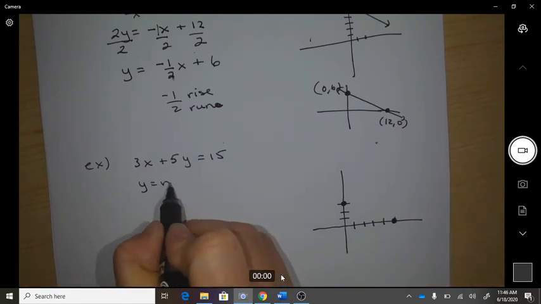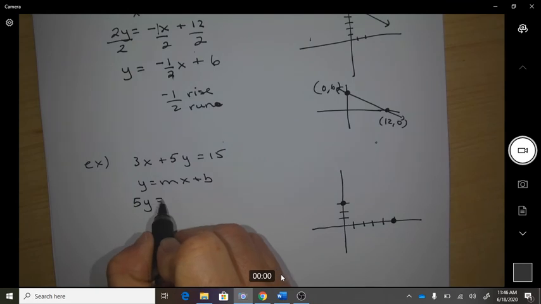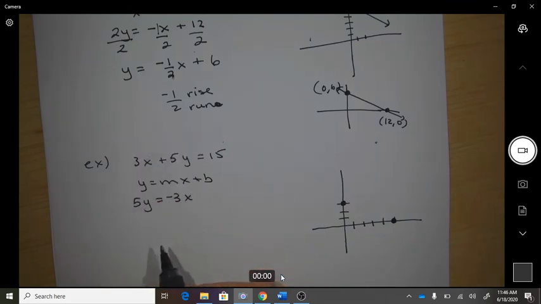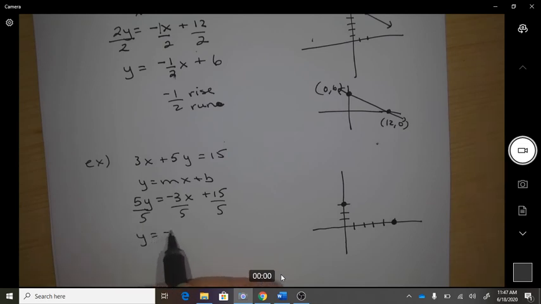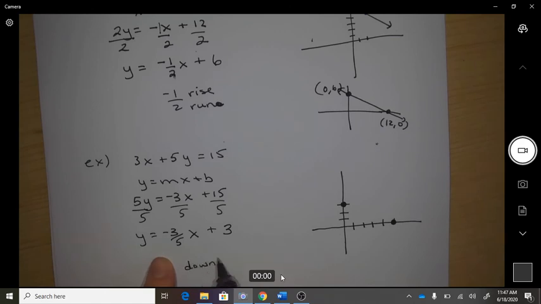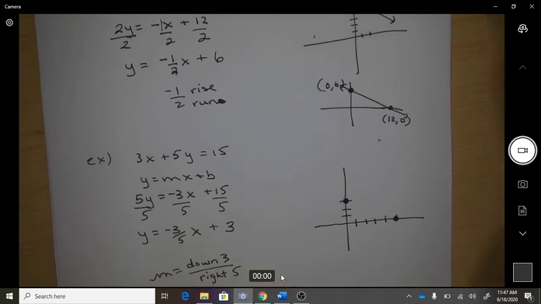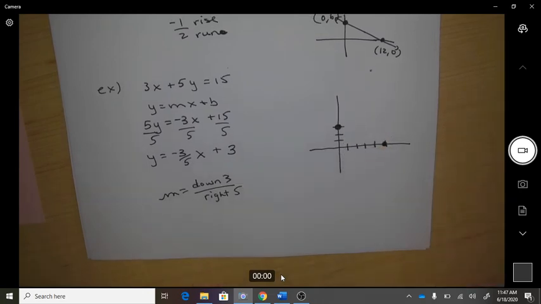So let's change this to y equals mx plus b form. To get y alone, move the x, so it's a negative 3x on that side. Divide everything by 5. So y equals negative 3/5 x plus 3. So my y-intercept is 3, and I'm going to go down 3, right 5 as a slope. Starting at my y-intercept, I'm going to go down 3, right 5, and I got to the same thing.